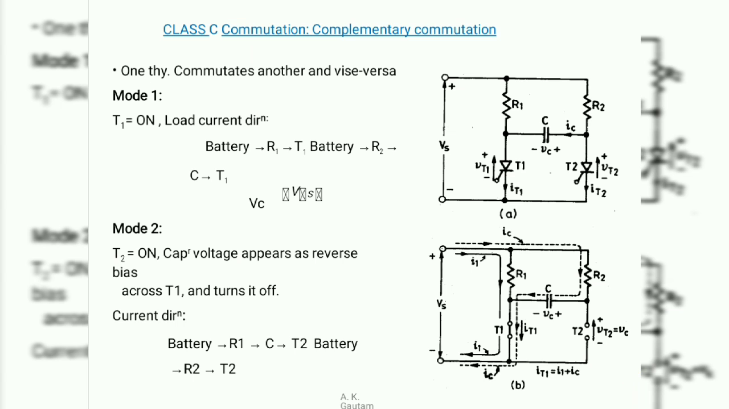Next concept, class C commutation. Class C commutation is also known as complementary commutation. Complementary commutation means it is a process where one thyristor commutates another and vice versa, thyristors T1 and T2.